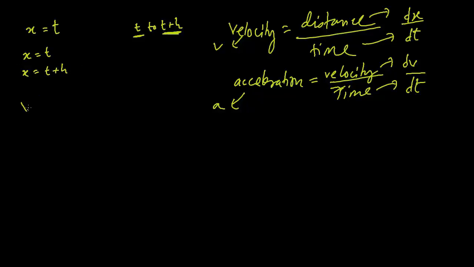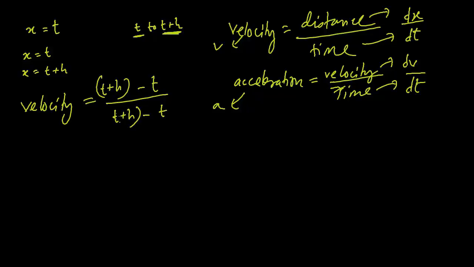So the velocity is going to be change of distance. So the change of distance is going to be t plus h minus t, and the change of time is going to be t plus h minus t. Here both the expression for distance and time is the same. If I cancel this out, this is h and this is also h, and h cancels out as 1. So when you have distance expressed in terms of time, the velocity is going to be 1.